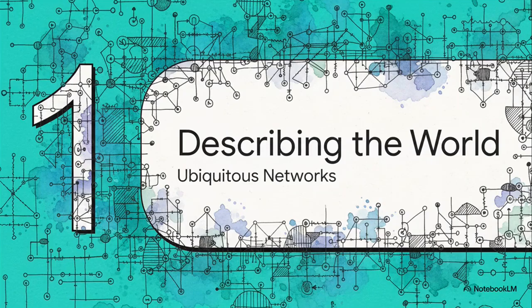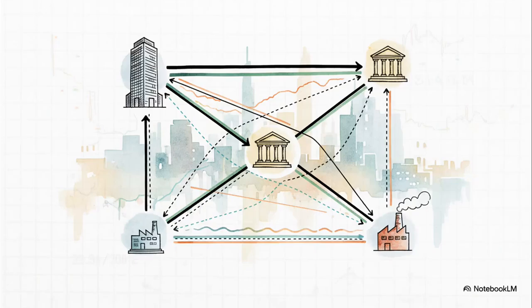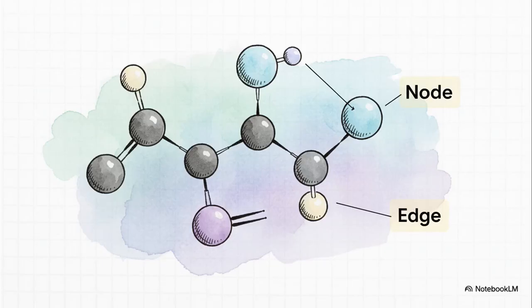Once you start to view the world through this lens of graphs, you begin to see these network structures pop up in all sorts of unexpected places. For instance, entire economic systems can be seen as giant graphs. You have companies and banks as the individual points, or nodes, and all the transactions and relationships between them are the connections. We can also zoom way down to the microscopic level. A molecule is essentially a graph. Each atom is a node, and the chemical bonds that hold them together are the edges.